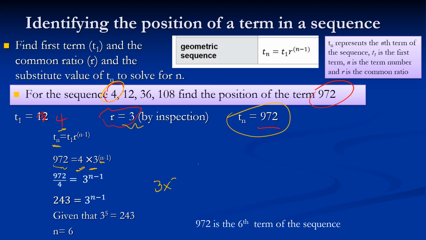So all I'm going to do is go 3 times 3, well, that equals 9, times 3 equals 27. 27 times 3 I'll have to do on my calculator, and then I'm just going to keep going until I get to 243. So 243 is the same as 3 to the power of 5. Therefore, n minus 1 equals 5, so the position should be the 6th. So 972 should be the 6th term of the sequence.